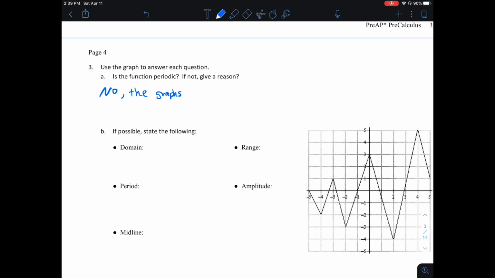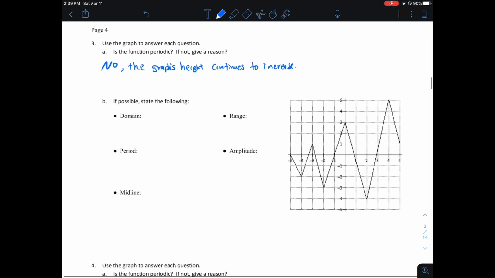I don't want to say range, that implies the entire thing. I will say the graph's height. Let's do that. Continues to increase. There's other reasons you could give as well.